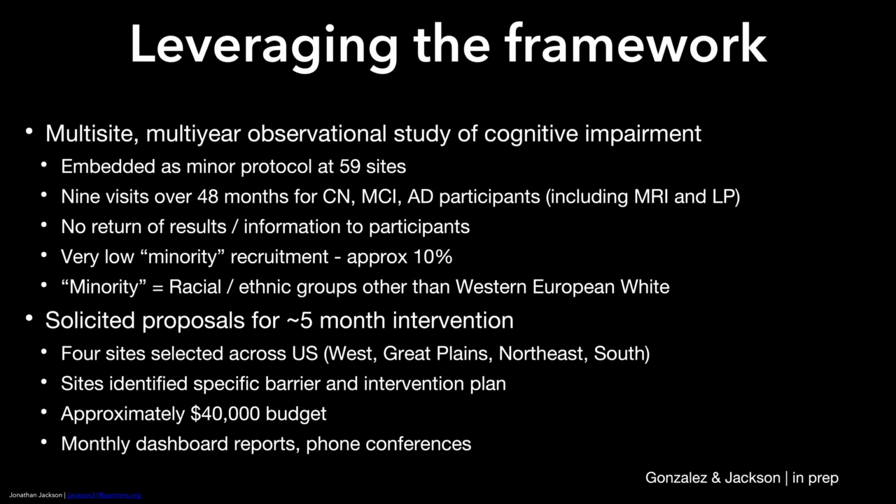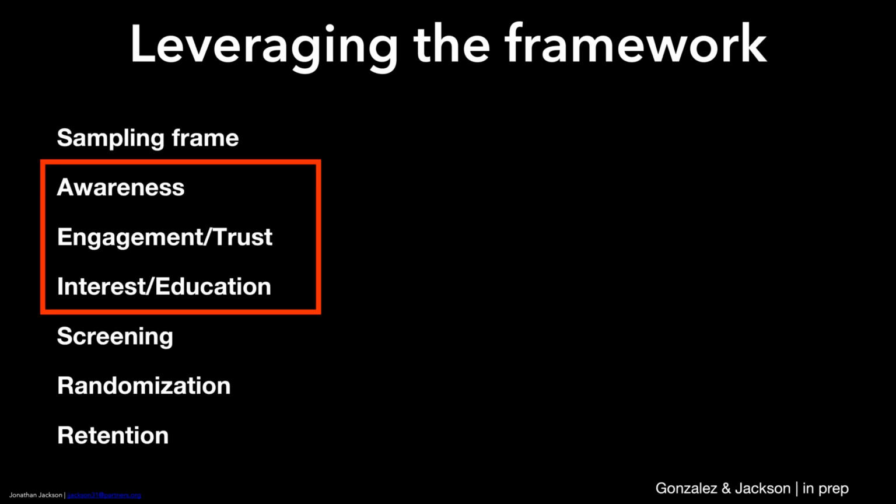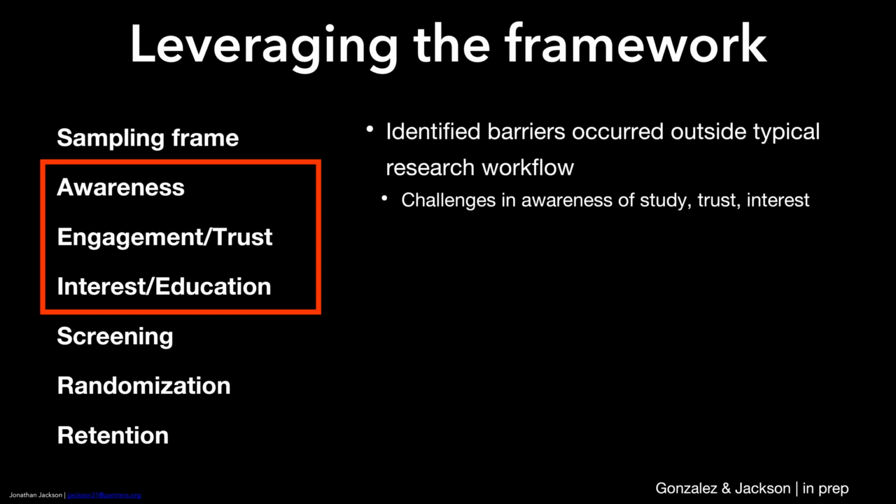We had 4 sites scattered around the United States. We had the sites identify a specific barrier that they were going to try to overcome, as well as a very detailed intervention plan that was oriented to that specific barrier, and we gave them around $40,000. And just to help you orient, this study was really designed to help individuals map out these 3 stages of the 7-stage process where we're focused on awareness, engagement, and interest.